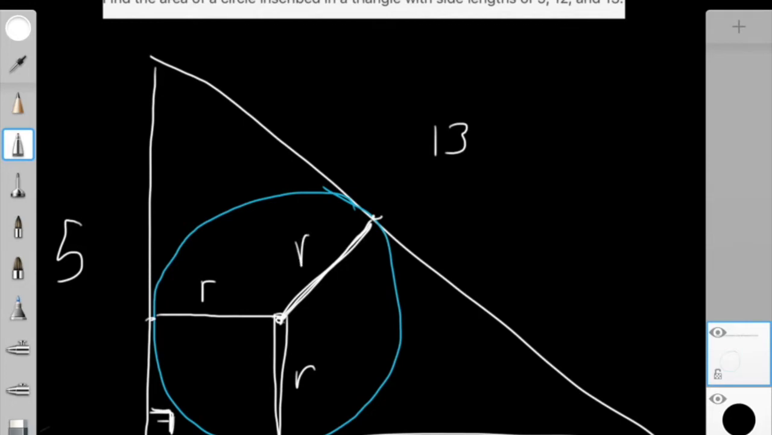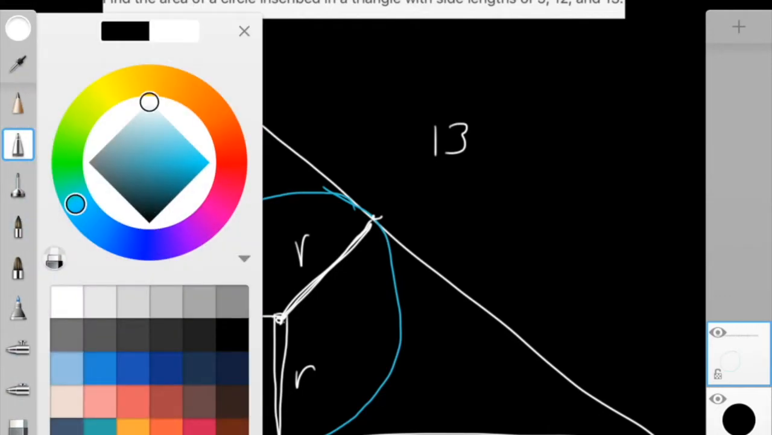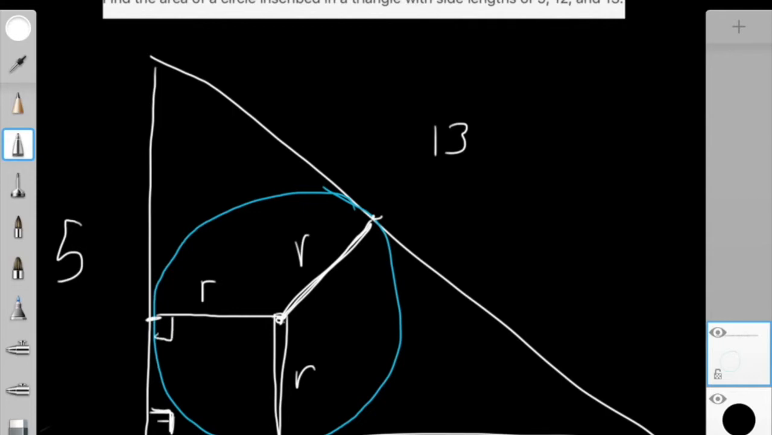Because r meets at a tangent, tangents are perpendicular, right? Tangents are always perpendicular, so we know that that angle right there is perpendicular. And we can say the same thing for this one, because it's also a tangent to the circle. And that leaves this one, which must also be a 90-degree angle.